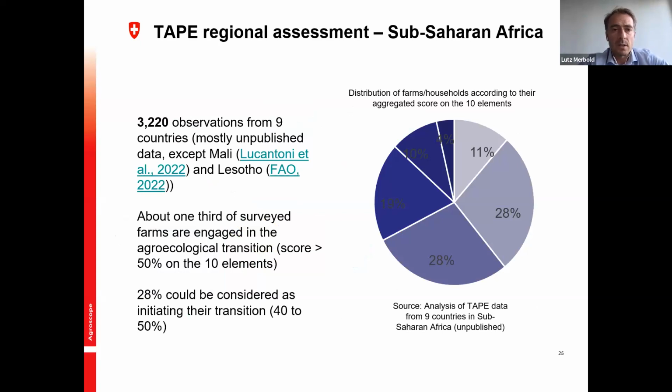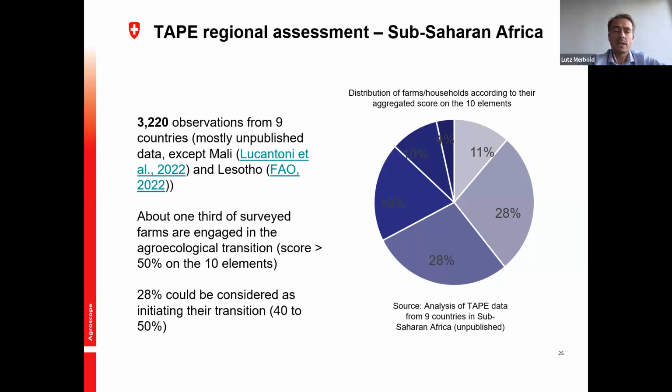And I'm happy to also share some results on behalf of the colleagues in FAO. This is now for Sub-Saharan Africa, where they have put together all the farm household surveys they had. In that case, it's a bit more than 3,000 from 9 countries. Some of these are already published, saying, okay, where are we standing? And the bottom 28% you see in this pie chart is actually those farm households which are considered as initiating their transition towards agroecological production systems. So they get a CATE score between 40 and 50%, and only a small percentage, the 4% on top, are already very high, above 70%.